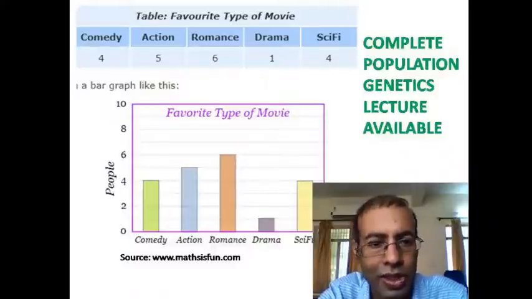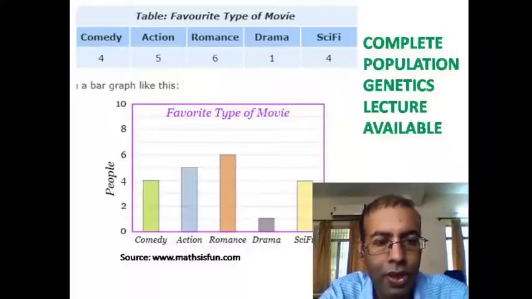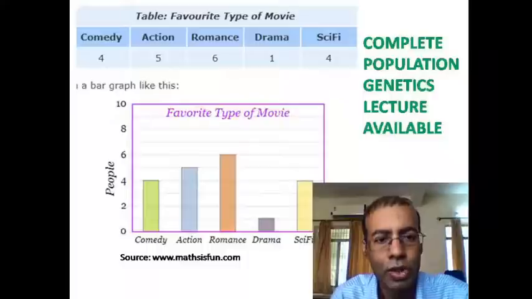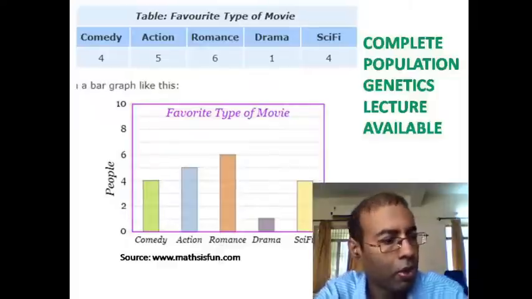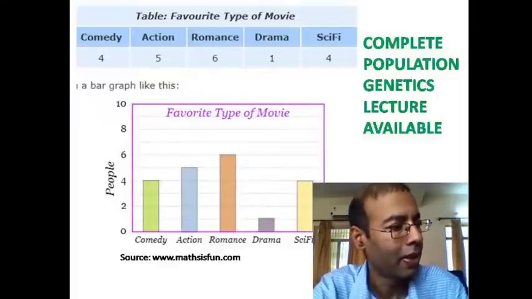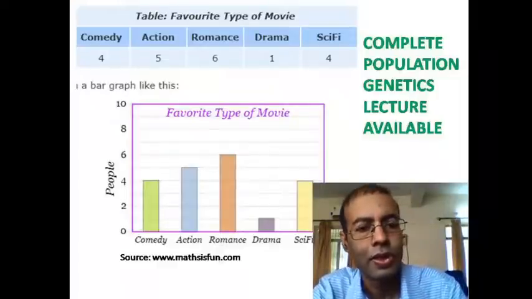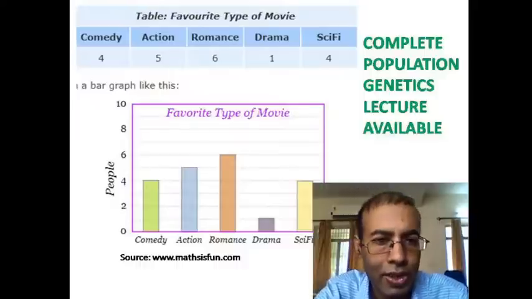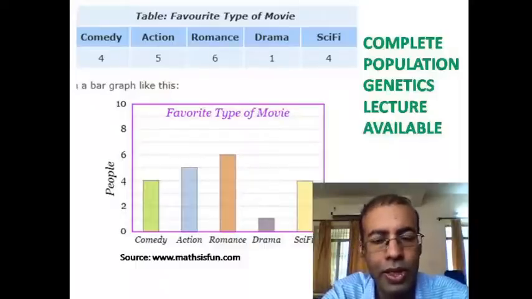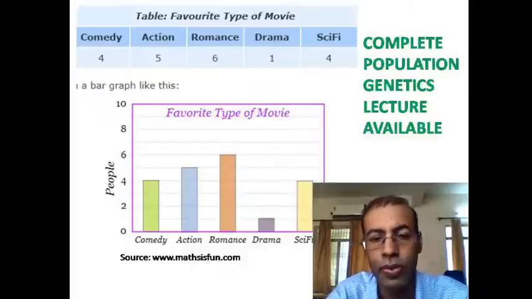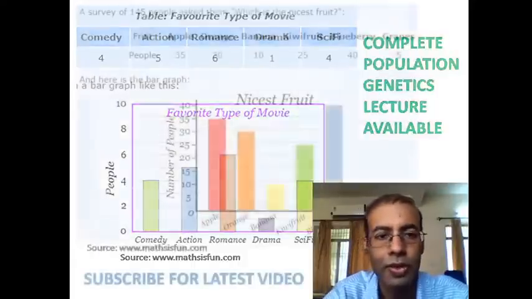So this is a second example related to simple bar diagram. Here in the x-axis different types of movie were presented, and in the y-axis number of people are presented. So in this way we can represent our data.